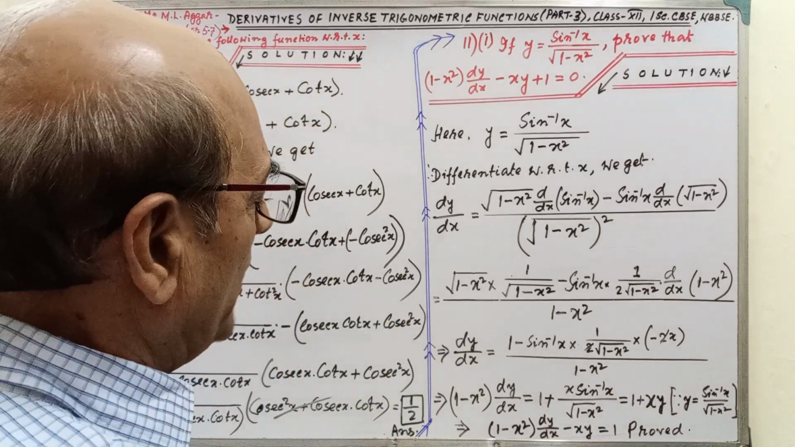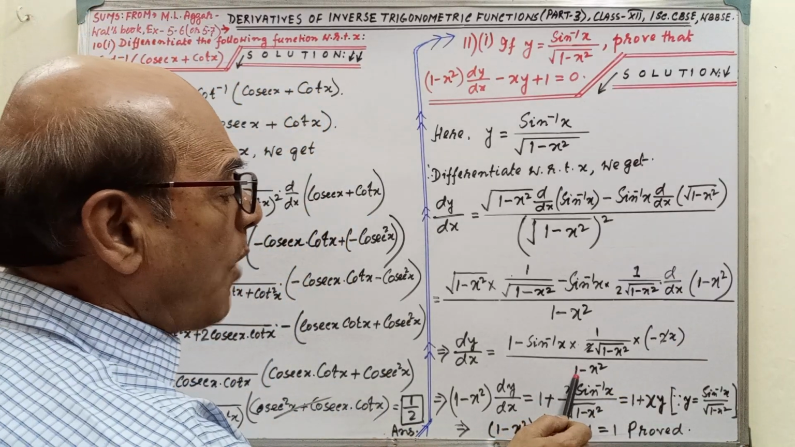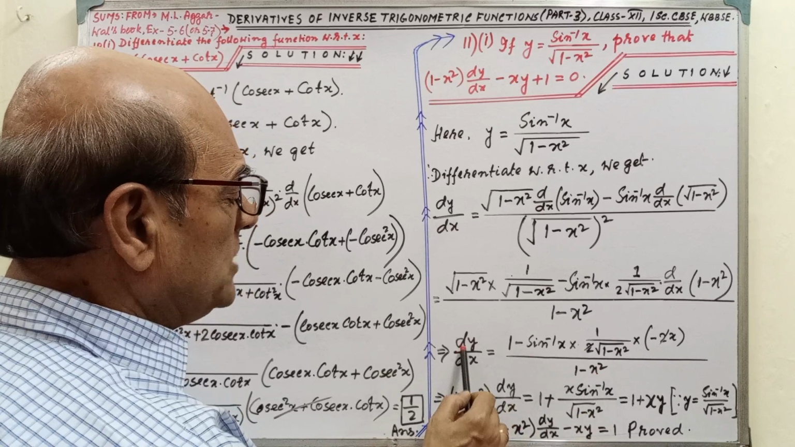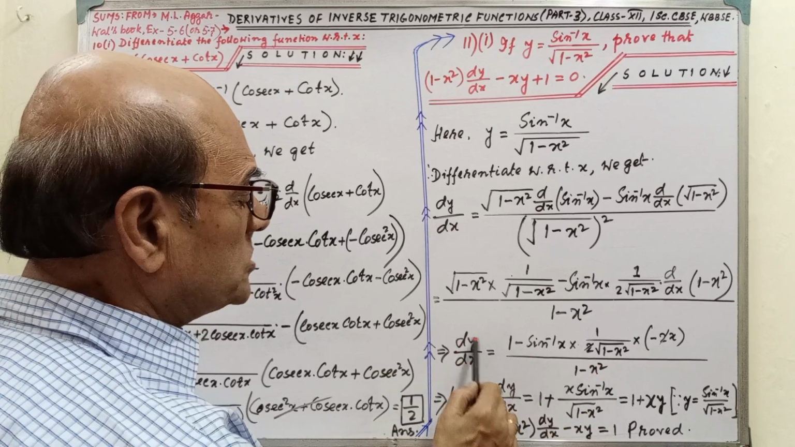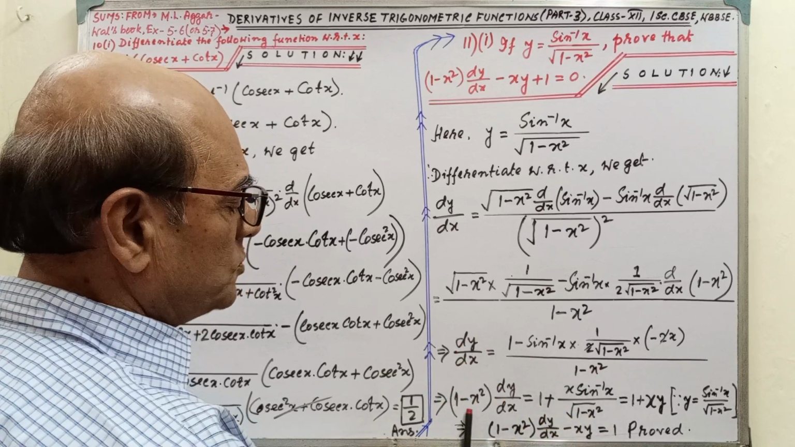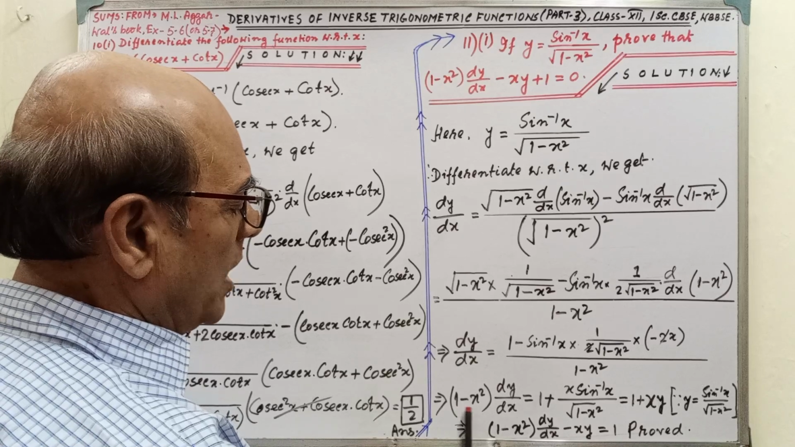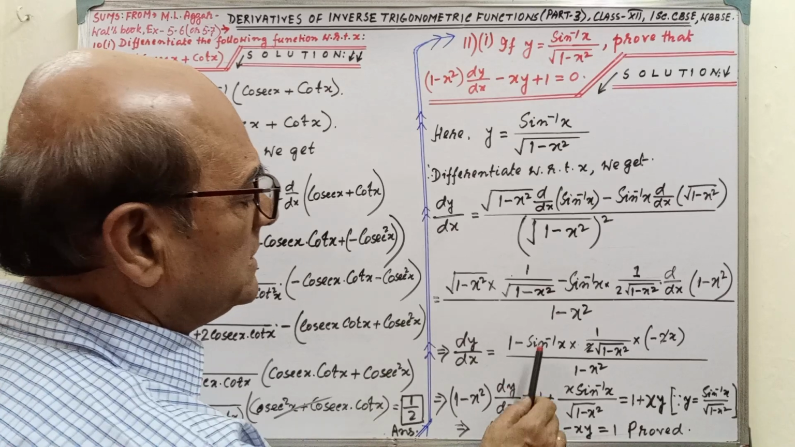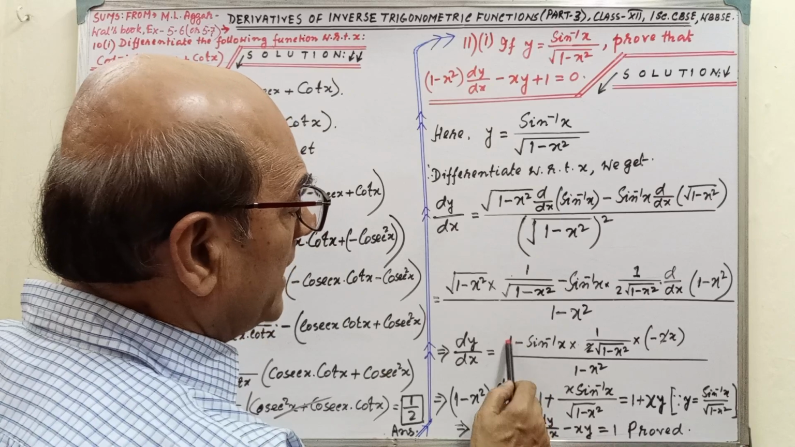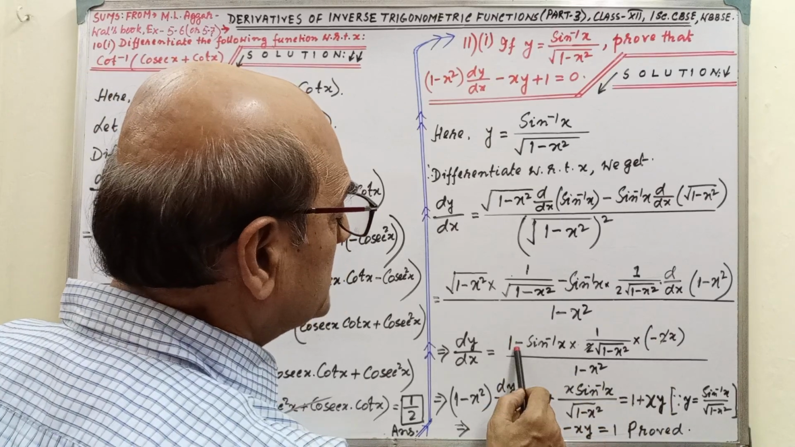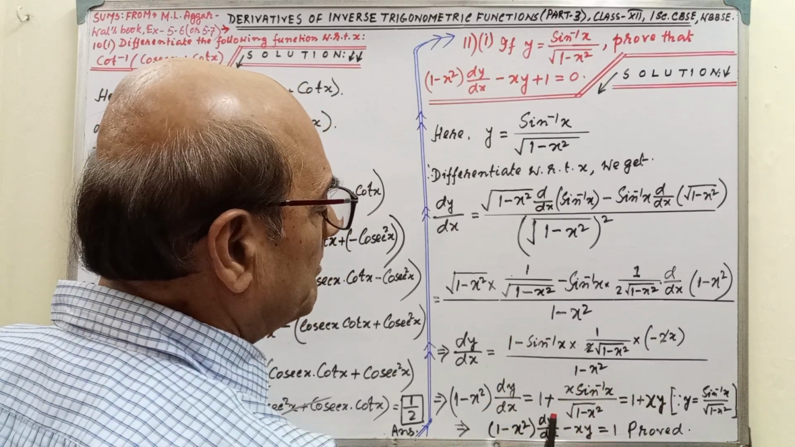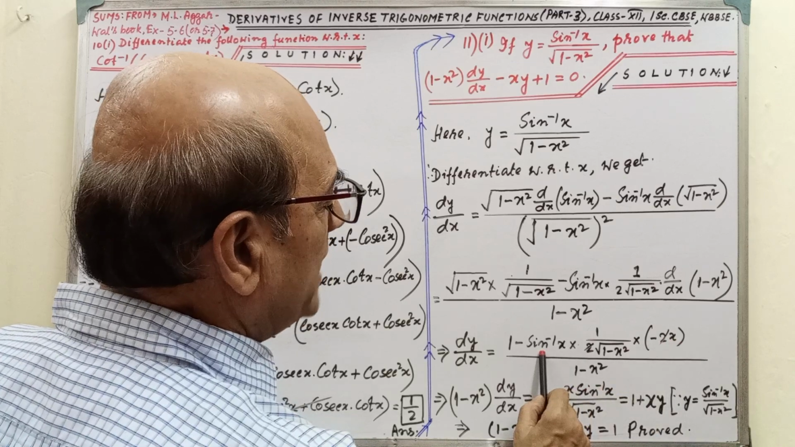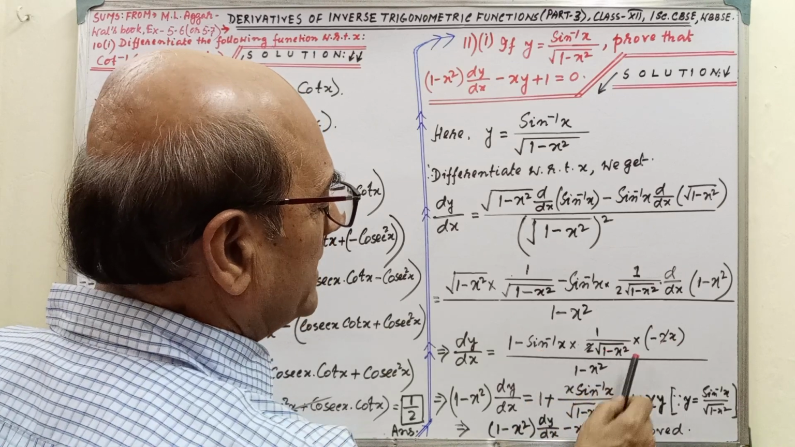Then we have to simplify what we are doing. 1 minus x square and dy by dx. By cross multiplication, 1 minus x square is coming here. So it will be 1 minus x square dy by dx and 1. Here is 1 and this is minus and this is minus. Minus minus it will be plus. And x and sin inverse x over root over 1 minus x square.